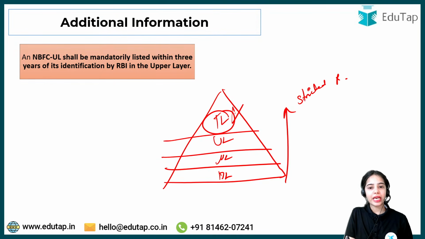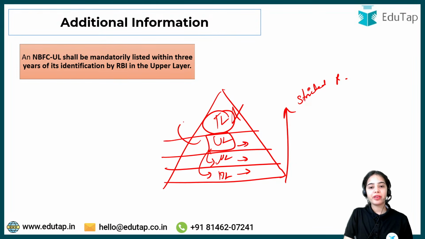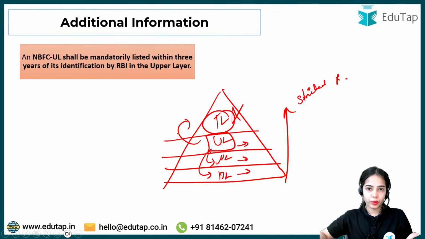Now, the top layer should ideally remain empty. So that means the NBFCs will lie in the base layer, middle layer, upper layer. Now, the upper layer will have stricter rules and regulations in comparison to the base layer and middle layer. If the NBFCs are kept in the top layer, then even higher rules and regulations will be imposed.